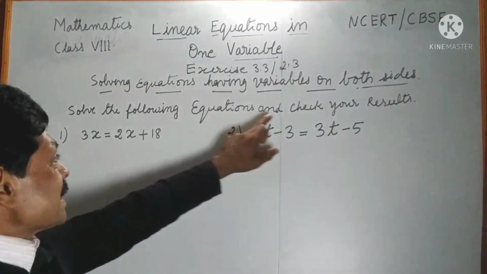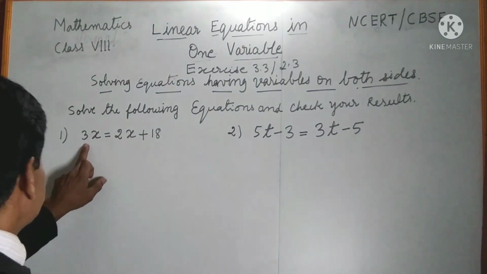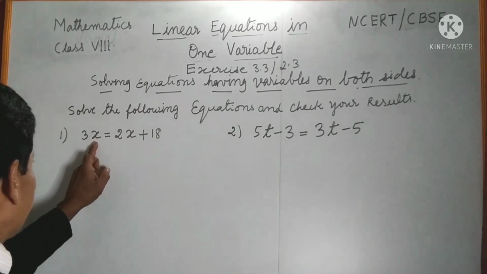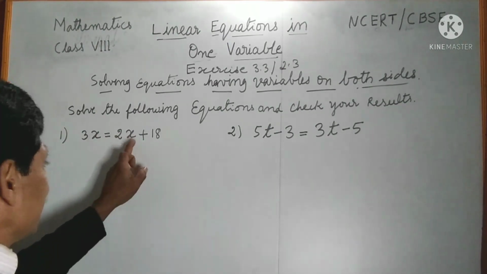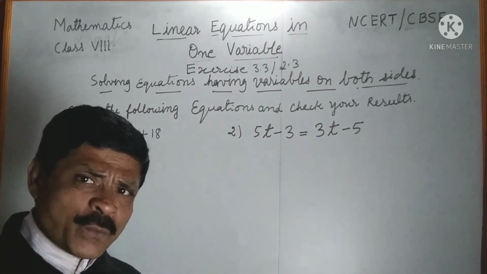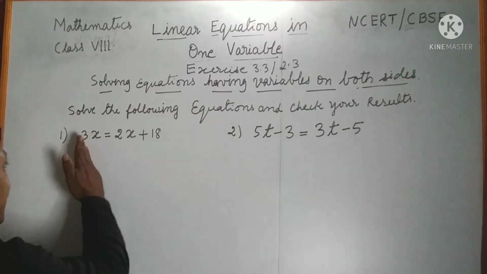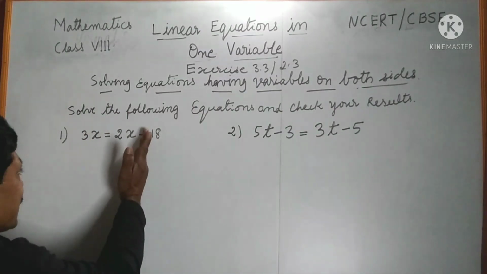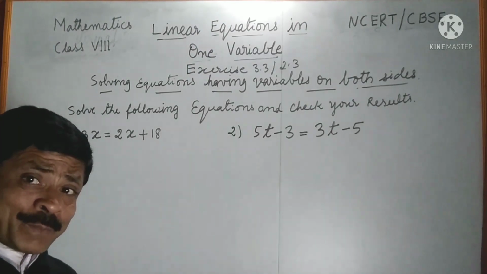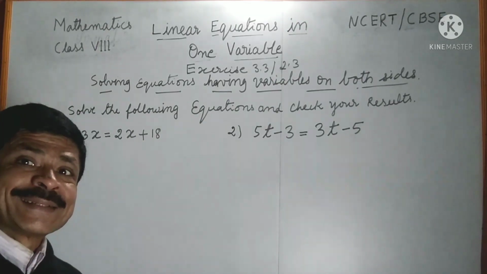Solve the following equations and check your results. Here, in the problem, there are variables on both sides. Here, x on the left hand side and also on the right hand side. Here, you have to know only two things. One thing is how to transpose the terms from left hand side to right hand side and from right hand side to left hand side. And the second thing, you have to know how to cross multiply. That means you have to know the cross multiplication.